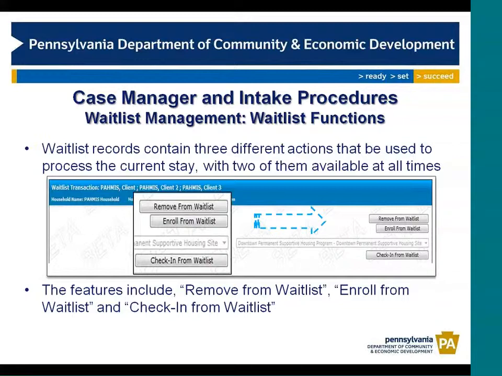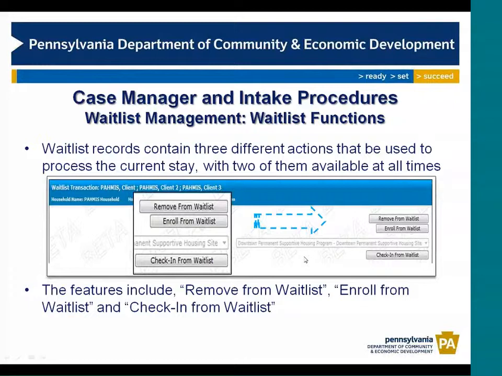Now, the one that is variable on certain criteria for the client is check-in waitlist. That is only available because it allows a person to go directly to the bed management module to perform a check-in into a residential program. That option is only available if one or more clients attached to the waitlist transaction is A, in a residential program, and B, is currently not enrolled in any inventory. When that scenario happens, the system will pop up the check-in button.